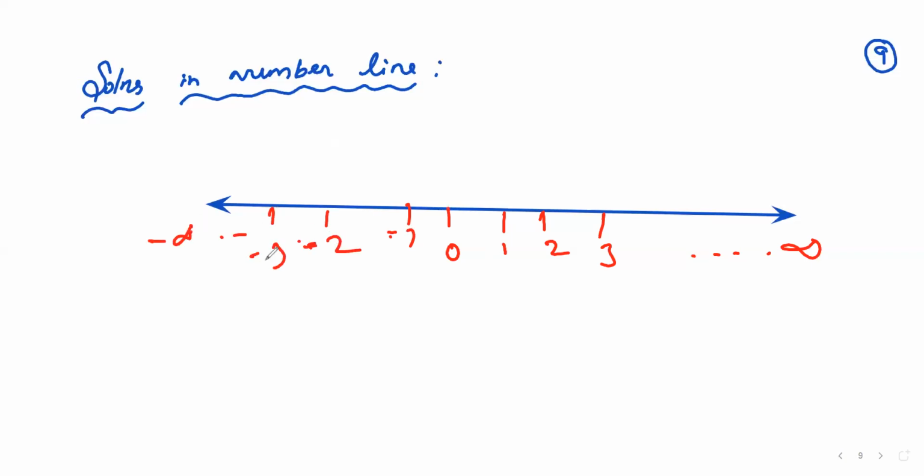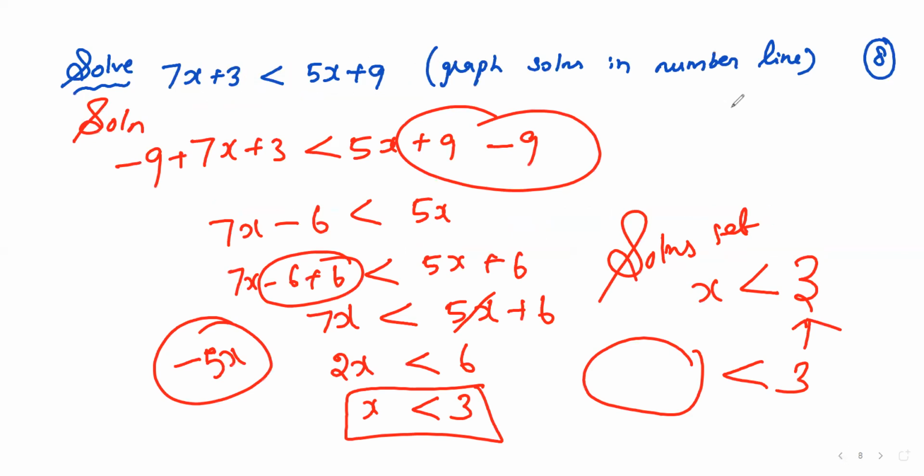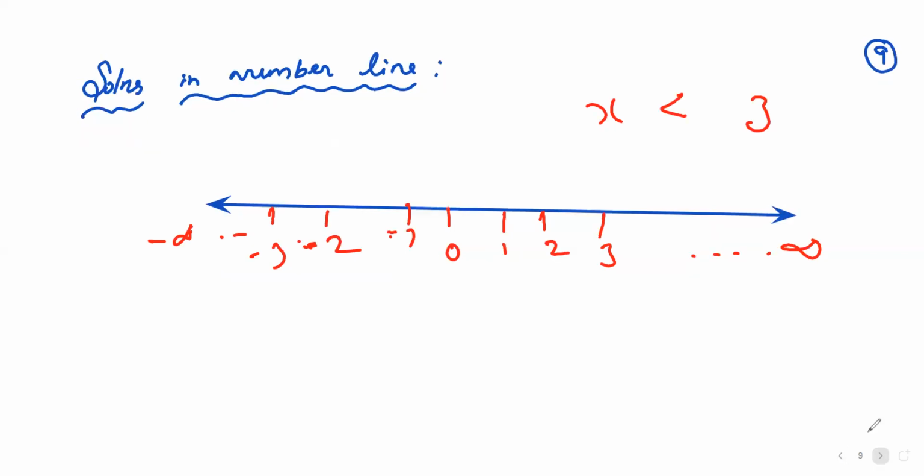Okay. Your solution is x less than 3. Where is 3? Here is 3. What are the values less than 3? This side, right? But your 3 is not included.